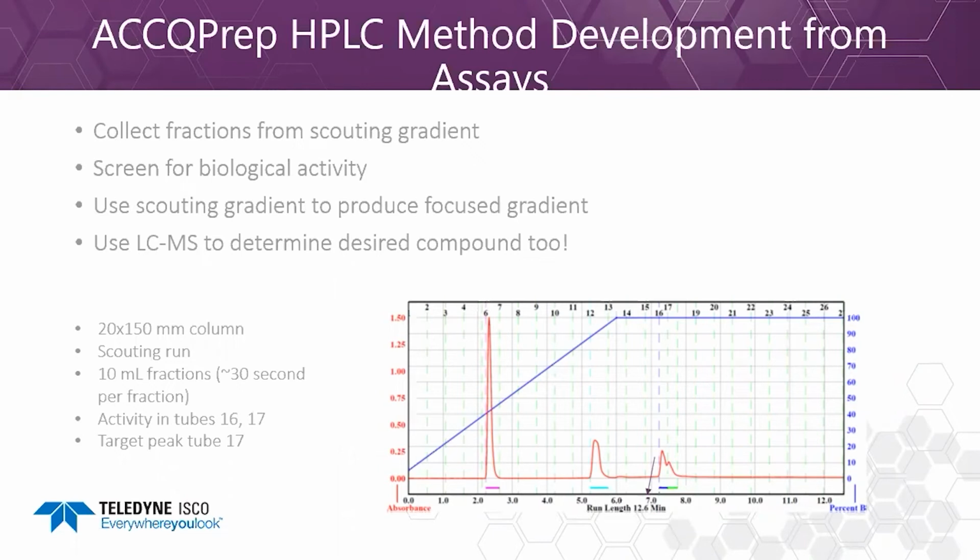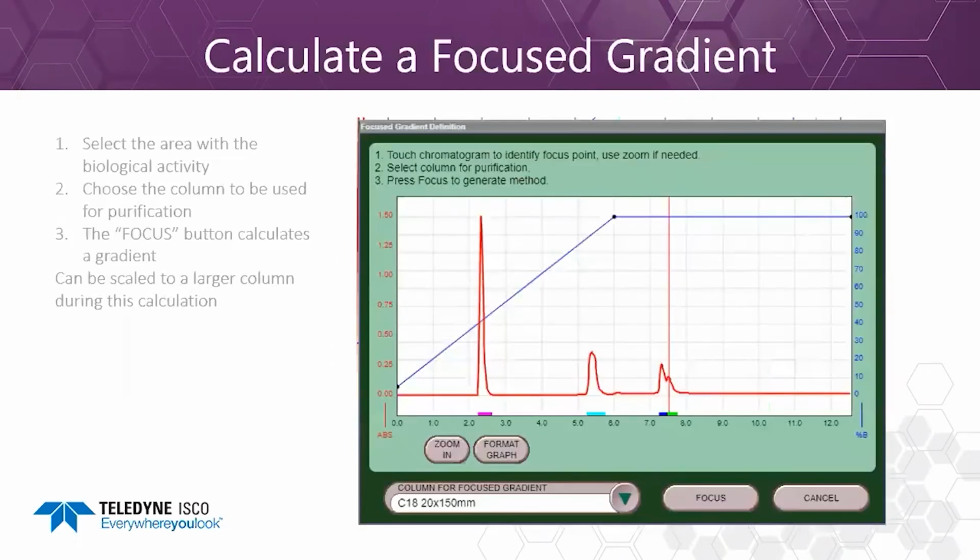In this case, I used a 20 by 150 millimeter column, 10 mil fractions, and actually I could have made those fractions smaller for improved resolution on the scouting gradient. And scouting runs and fractions are useful when you can't do a bioautogram, such as assay-directed method development. In this case, my activity was in tube 16 and 17, and I targeted the peak in tube 17. And one thing to note is the scout and prep column must be the same column chemistry.